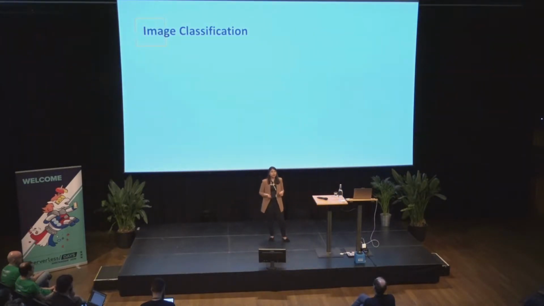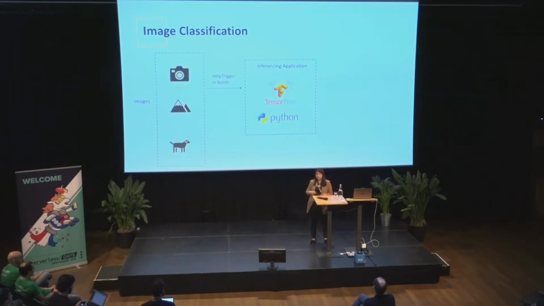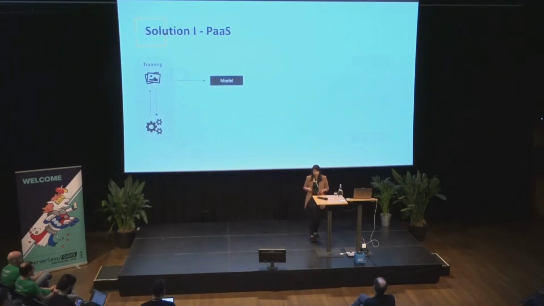The very first one I want to talk about is that of image classification. Interestingly, we had a customer who wanted to build an inferencing application using the TensorFlow library of Python. They already had a trained model. They simply wanted to deploy it so it can take input in the form of images over HTTP, and then run a prediction to classify that image into one of the categories that they already had. The very first thing that we experimented with was a PaaS solution, a platform as a service solution.